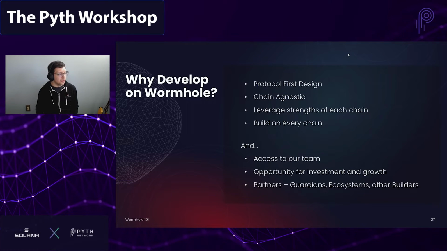And just a little blurb for when you're developing with Wormhole. One of the benefits that we see is that you get to work on a protocol first design, develop in a chain agnostic way, and leverage the strengths of each chain. So for example, here we see that with Pyth, right? It gets to run on Solana, the fastest chain of all these connected chains, and then still relay that data in a trustless fashion to every other connected chain.